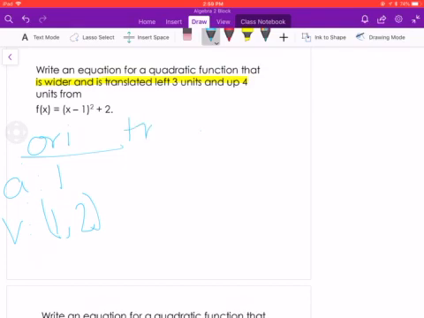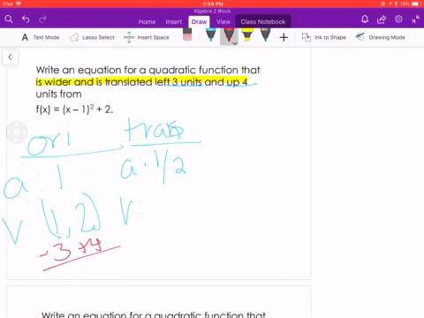All right, for our translated, our a value has to be wider. So if it's wider than 1, it has to be a fraction, so it has to be half. Or you could pick any other number, but we're just going to use half. And your vertex is translated left 3 and up 4. So for this, you're going to take your 1 minus 3 and your 2 plus 4. This will get you to negative 2 and 6. So your new vertex is now negative 2, 6.